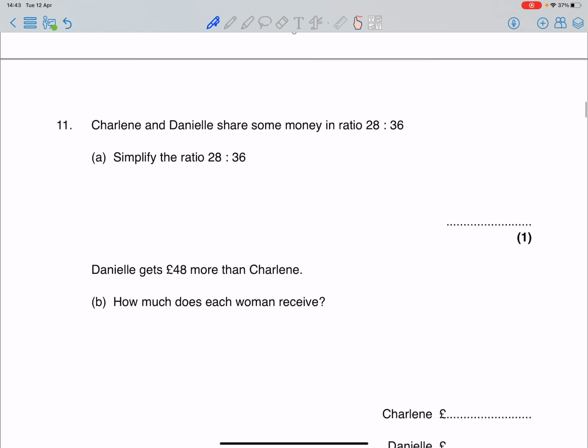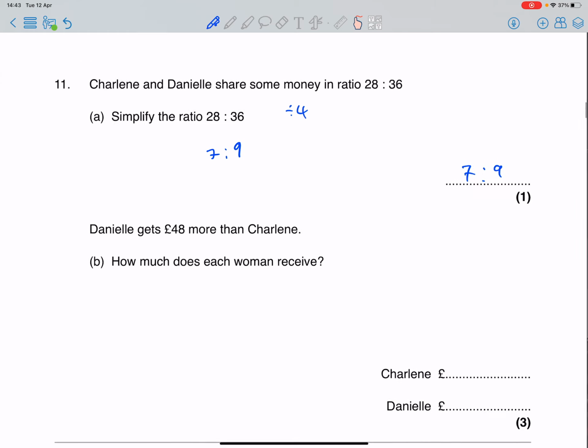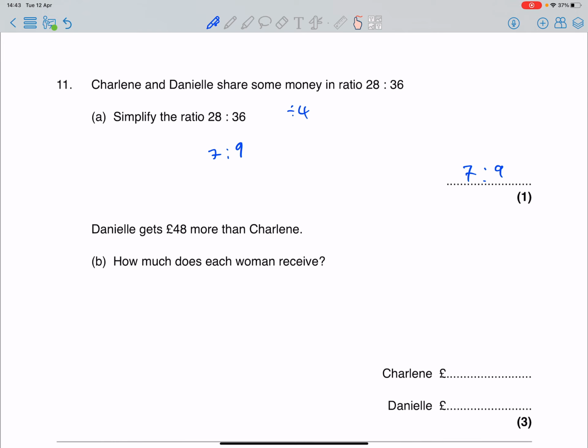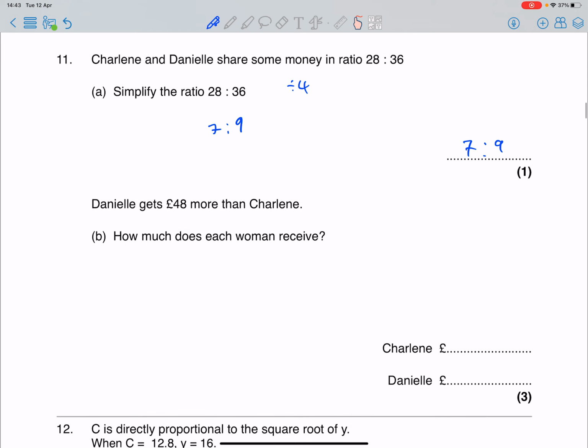Let's keep going. Charlene and Daniel share some money in the ratio 28 to 36. We want to simplify the ratio 28 to 36. Well, these can both be divided by 4. So if I divide by 4, this becomes 7, this becomes 9. So it's 7 to 9. Okay, moving on. Danielle gets £48 more than Charlene. How much does each woman receive?